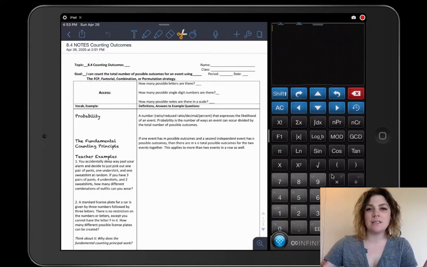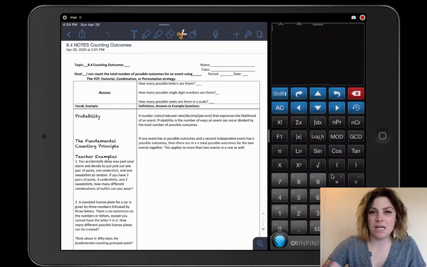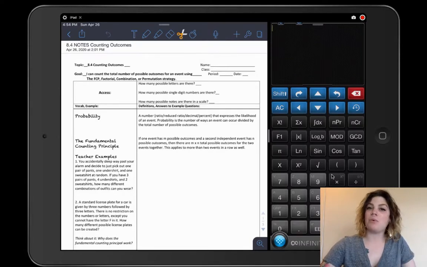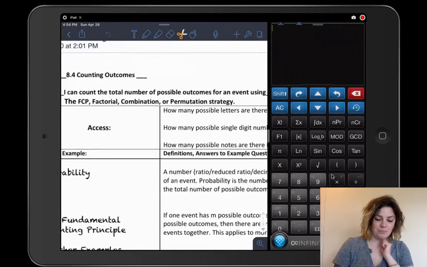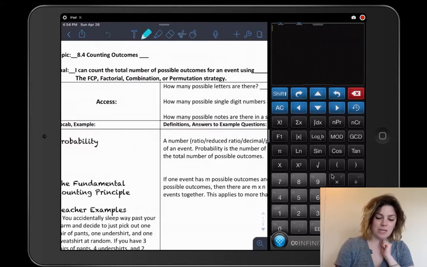Very related to what we're going to do. However, we're not going to have to draw out tree diagrams. We're going to come up with some strategies so that we don't have to make big pictures. We can just type a couple things into our calculator and be done. All right, so let's talk about the different things we're going to be talking about today.